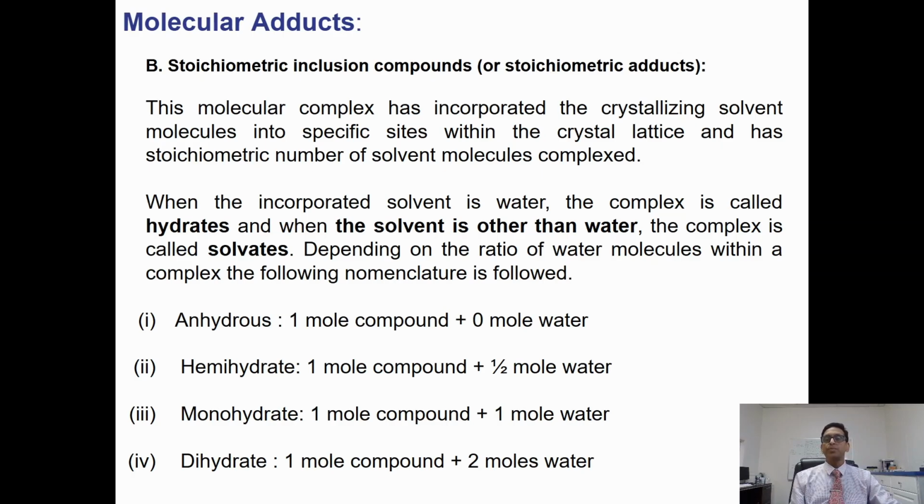Depending on the ratio of water molecules within the complex, the nomenclature is as follows: anhydrous, when 1 mole of the compound has no molecule of water. Similarly, hemihydrate has half a mole of water, monohydrate is 1 mole of compound with 1 mole of water, and dihydrate is 1 mole of compound with 2 moles of water, included in the stoichiometric adducts of the compounds.